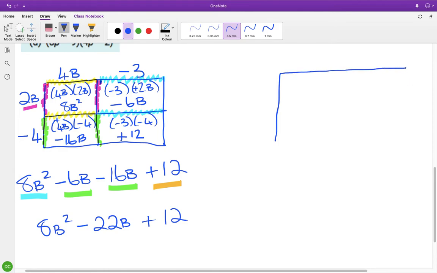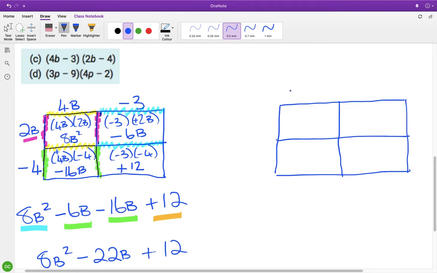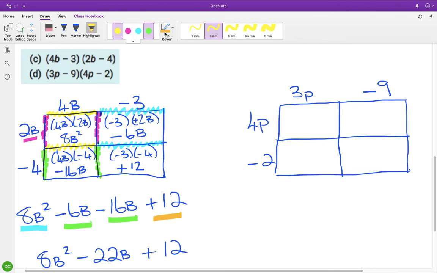Alright, and then the other one. Okay, so across the top I have 3p and minus 9. Down the side I have 4p and minus 2. Right, let's get the highlighters going again. So, across here, that's 3p.